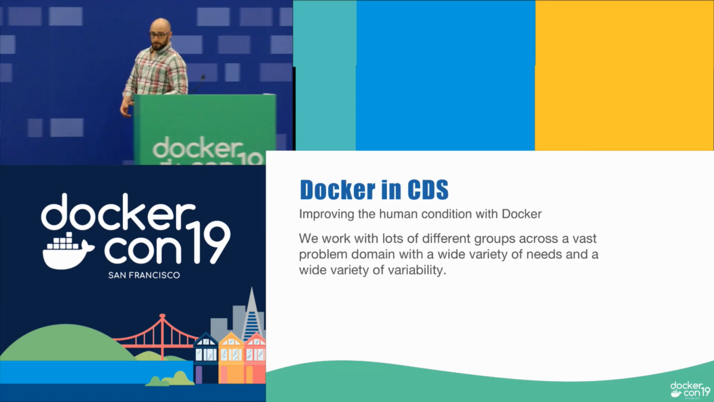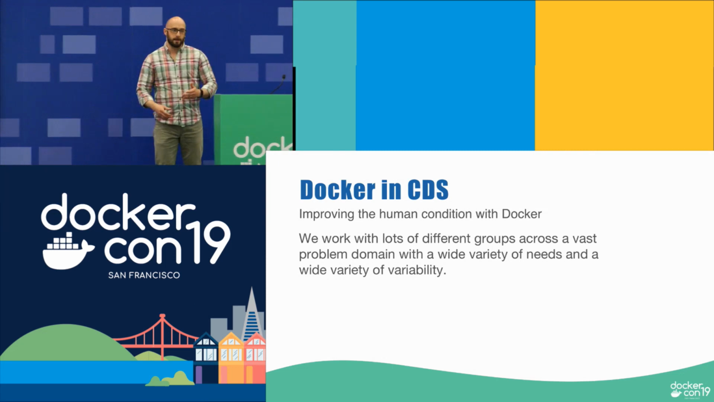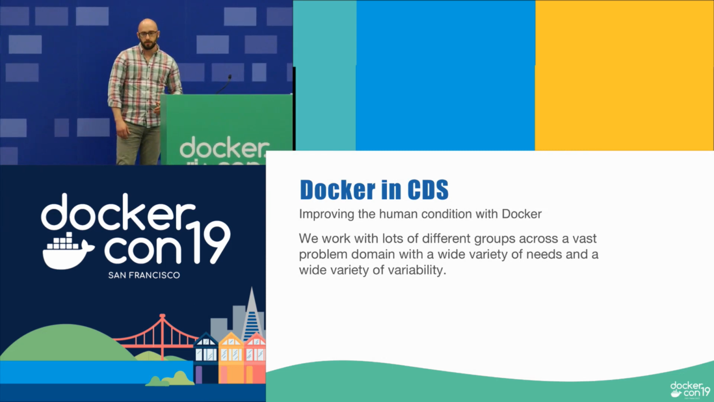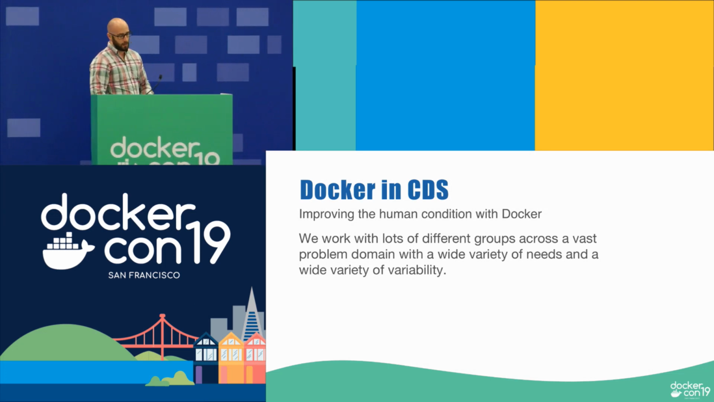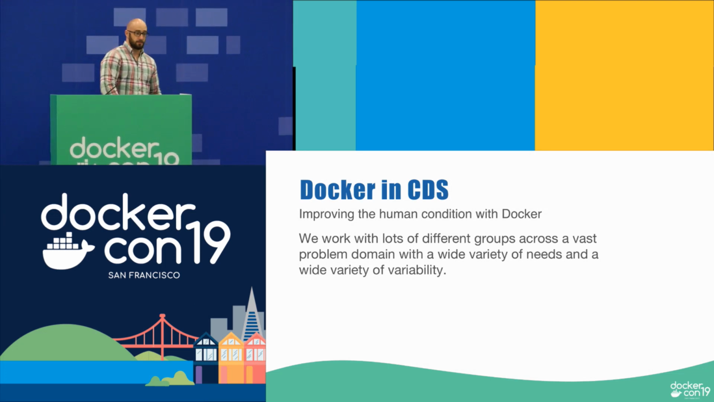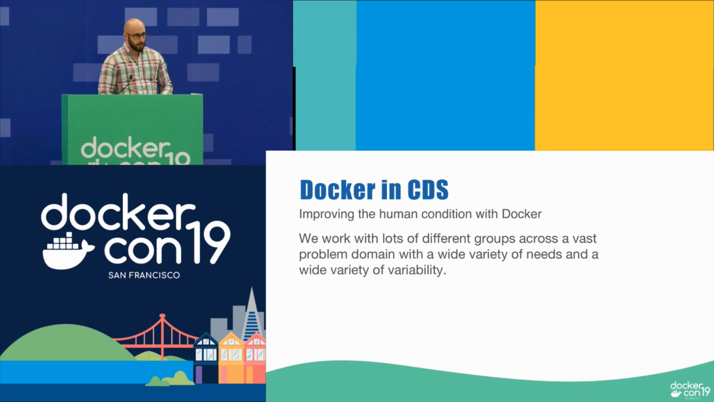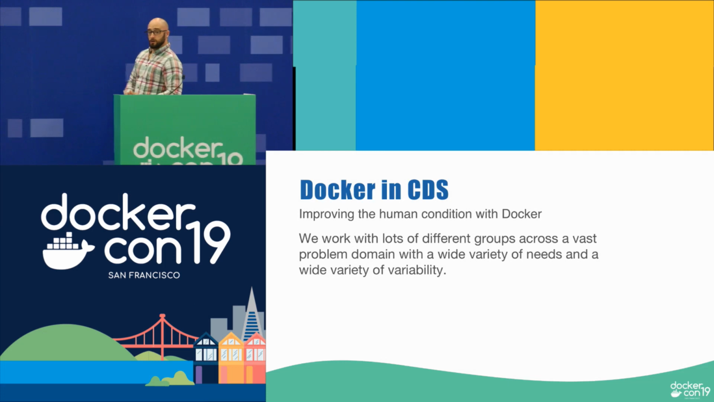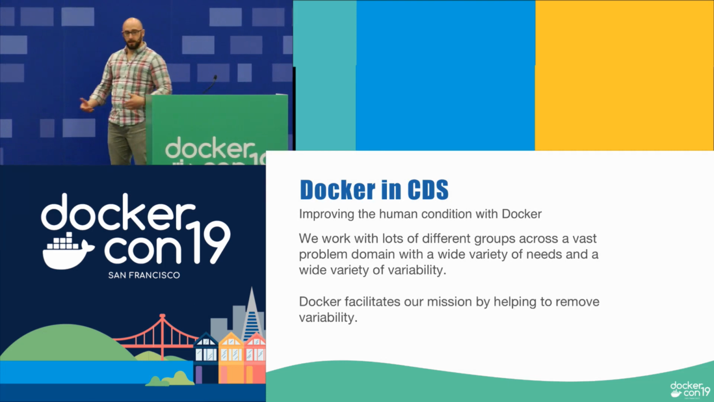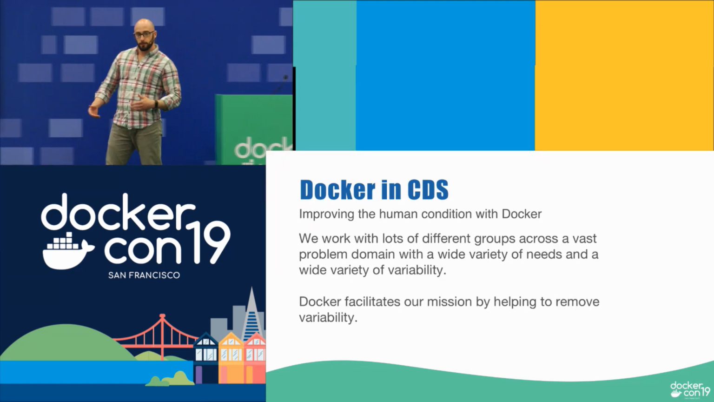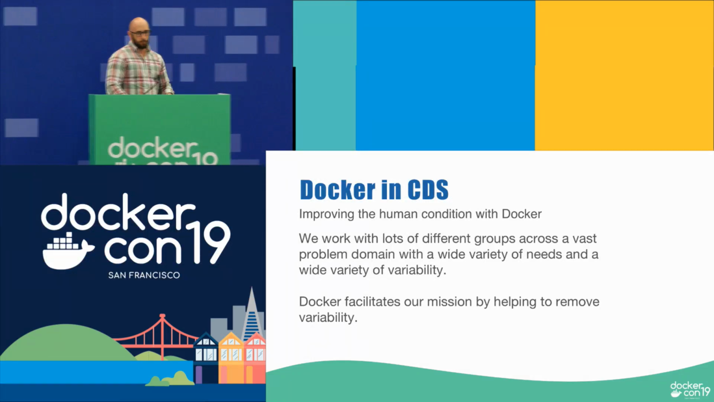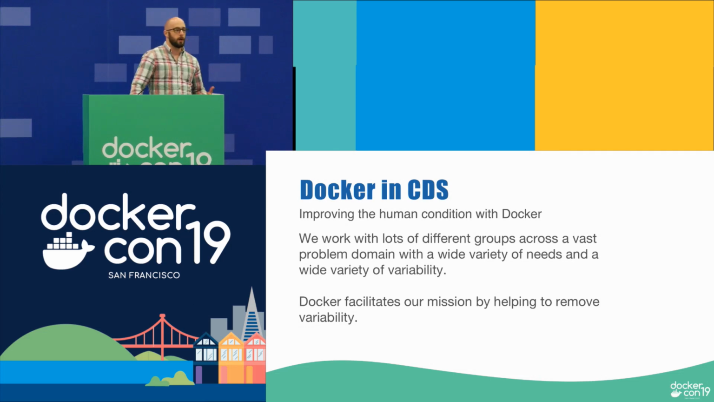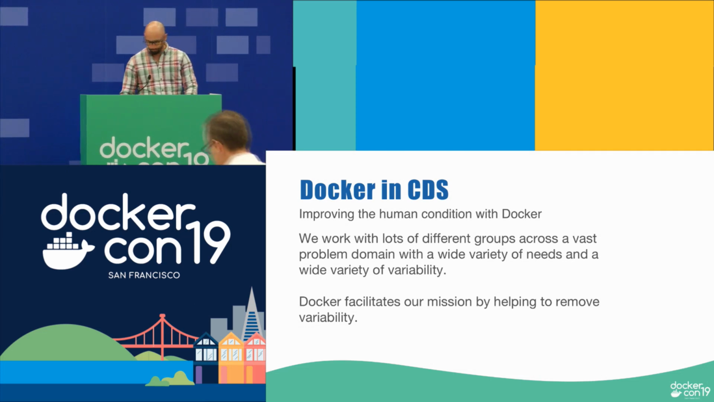So RTI International has about 5,000 employees. We have experience in 250 different degree fields. We work in 75 countries. We have 12 domestic offices and 12 international offices. We work in a whole lot of different domains. We have a vast problem set. We have a lot of variability in our day-to-day. We tend to turn to Docker to help us mitigate that variability and improve the human condition. So today I'm going to be talking about some of the projects that we work on and how Docker helps us in fulfilling that mission.